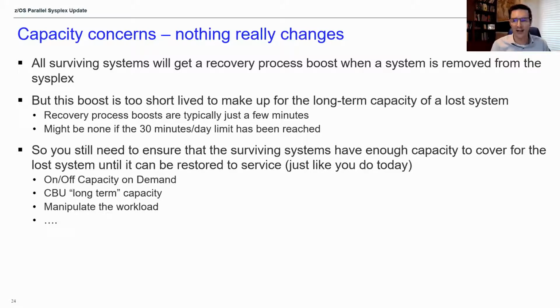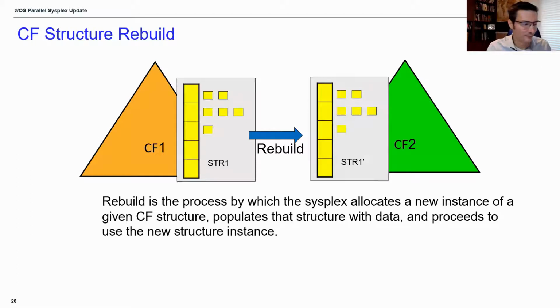This boost is not going to be enough to offset the fact that you lost the system, right? So you're still going to need to do the same capacity planning. The recovery boost here is going to facilitate a quicker cleanup and partition of that system out of the Sysplex, and it's going to minimize the disruption to the workloads that are currently running as well.